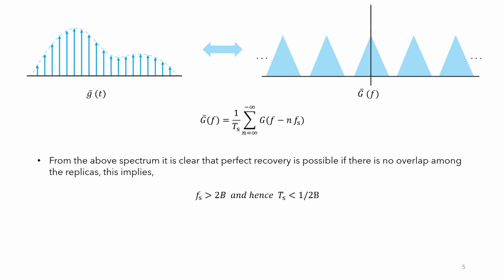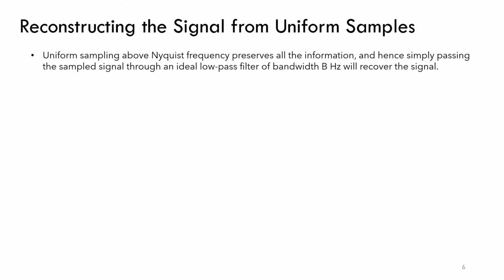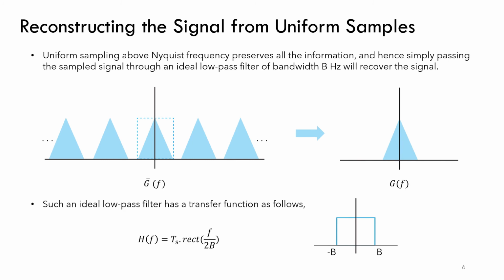fs being equal to exactly 2 times B is called the Nyquist rate, or correspondingly Ts being equal to 1 by 2B is called the Nyquist interval. Now, when we do sampling above Nyquist rate, we can simply use a low pass filter to get G of f. Such a low pass filter will have a transfer function as shown below.